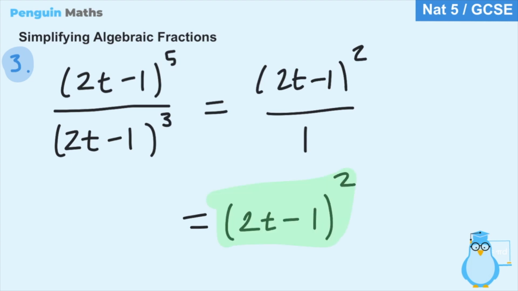And again, this would just be the exact same process as simplifying a numerical fraction. What we would do is cross out what we have on the bottom with the top, and because we have 3 2t minus 1s on the bottom and 5 on the top, these 3 cancel out with 3 on the top, so on the bottom they disappear and we go to 1, and then we're left with the 2 remaining ones on the top, so 2t minus 1 and another 2t minus 1, which is just written as 2t minus 1 all squared.